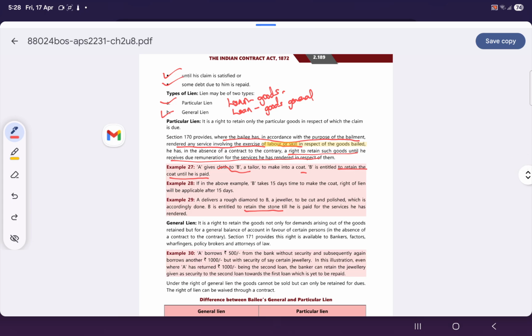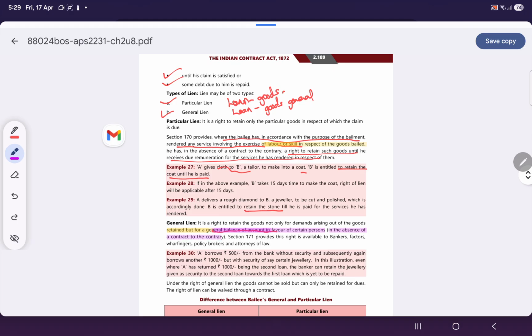General lien. It is the right to retain the goods not only for the demand arising out of the goods retained but also for the general balance of account. Here the keyword is general balance of account. General balance of account means it is not for that particular loan or those particular goods, but generally for any goods, for the general balance of account, in the absence of a contract to the contrary.